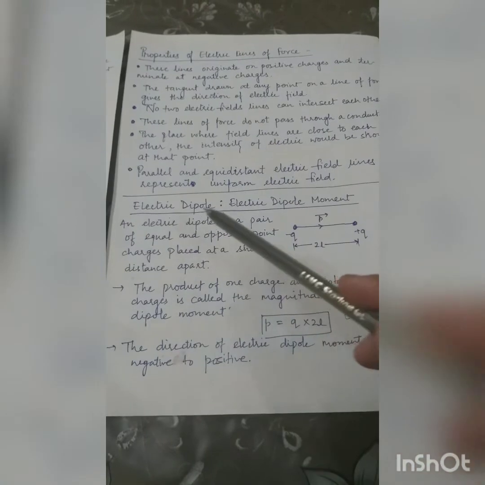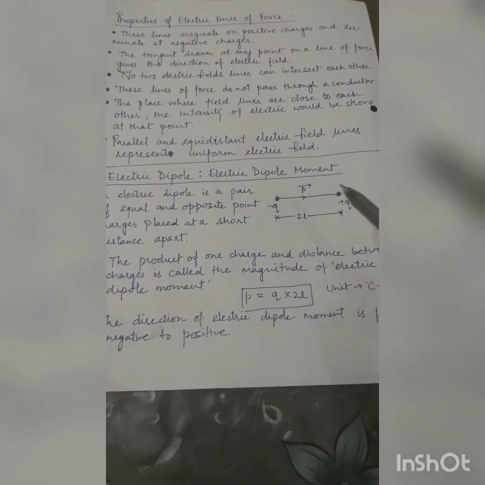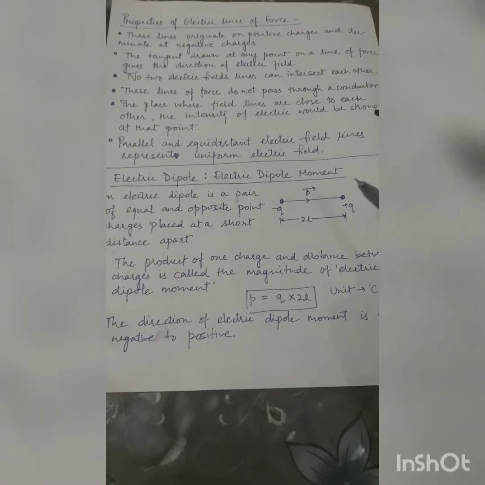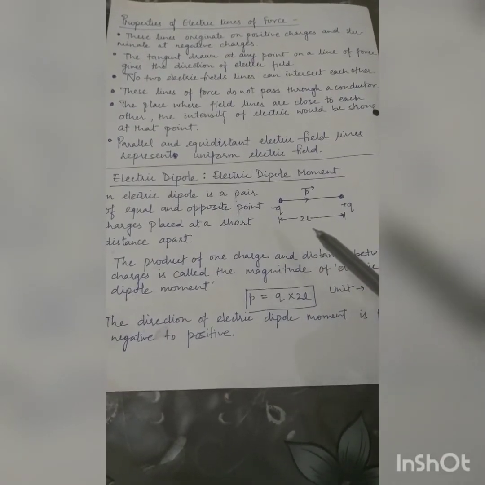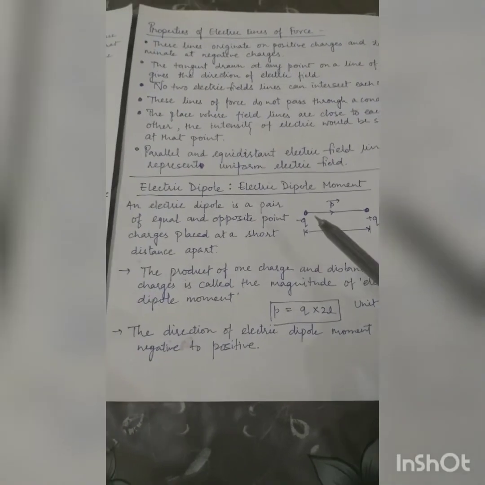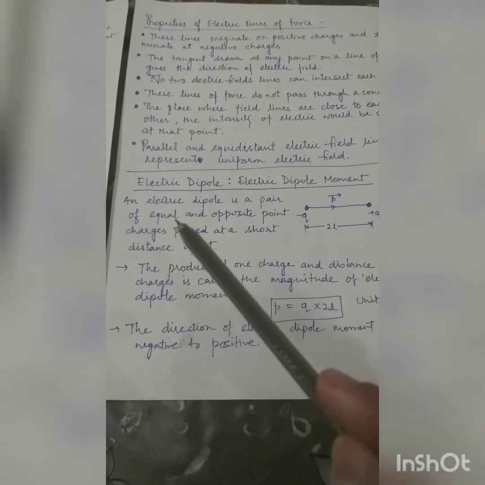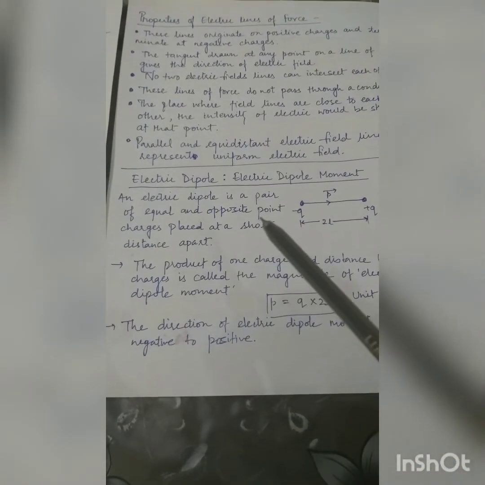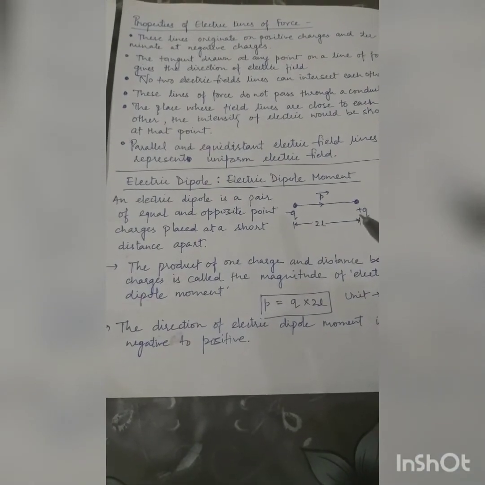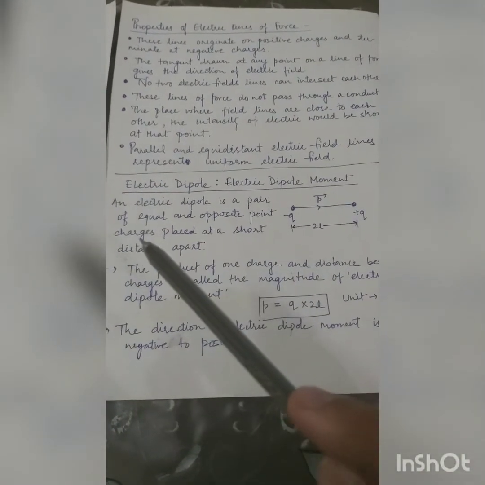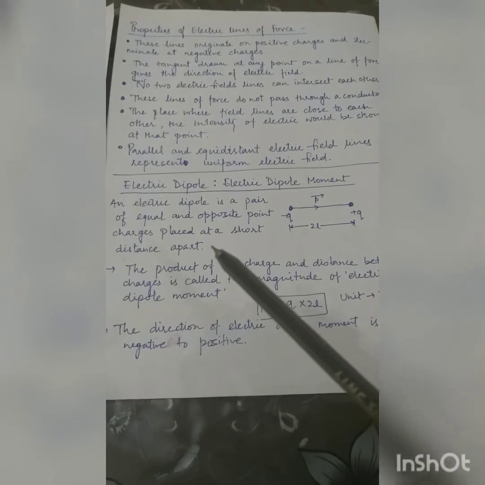Next topic is electric dipole and electric dipole moment. So you can see in the diagram there are two charges. First is minus q and second is plus q, and they are kept such that they are separated by a small distance 2l from each other. So the definition: an electric dipole is a pair of equal in magnitude and opposite in nature, means one is negative and the other one is positive, charges placed at a short distance from each other. That pair is called electric dipole.